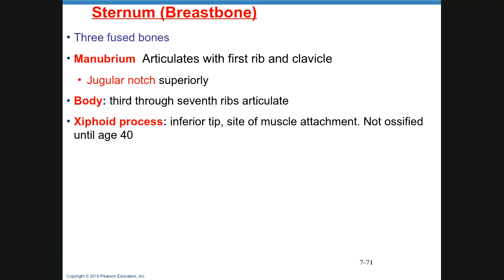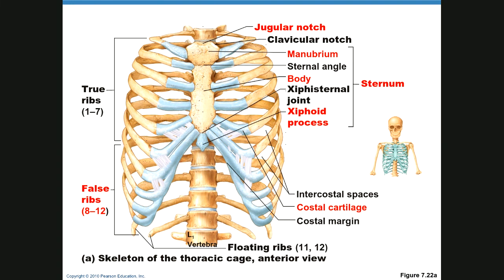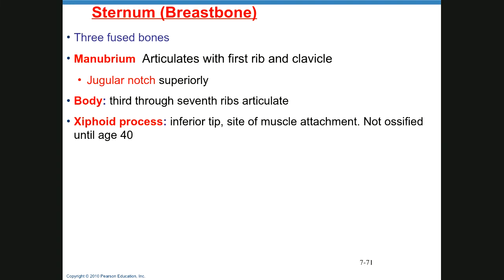The sternum is made by the manubrium, which is the top part. So this is the sternum right here. The manubrium is this top part right here. The body is below. And this is the xiphoid process. Okay, so you should know the parts of the breastbone or sternum. And you should also know the different types of ribs.